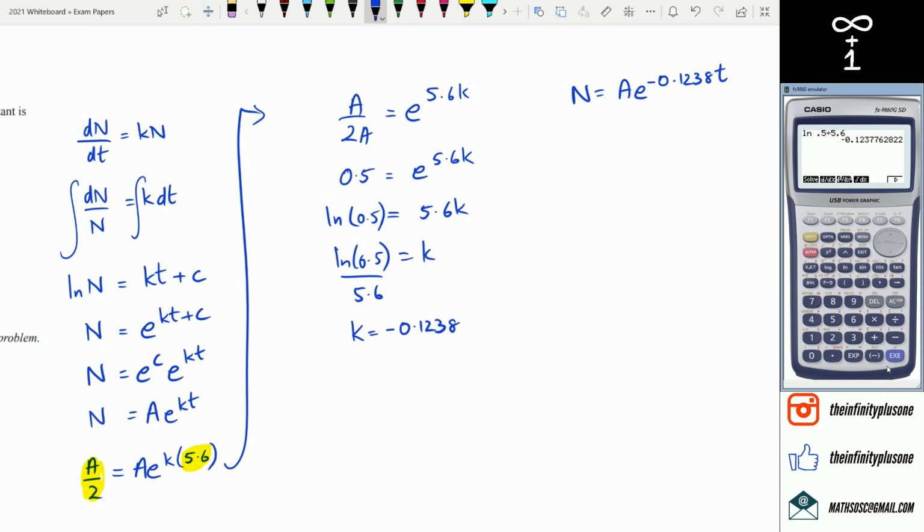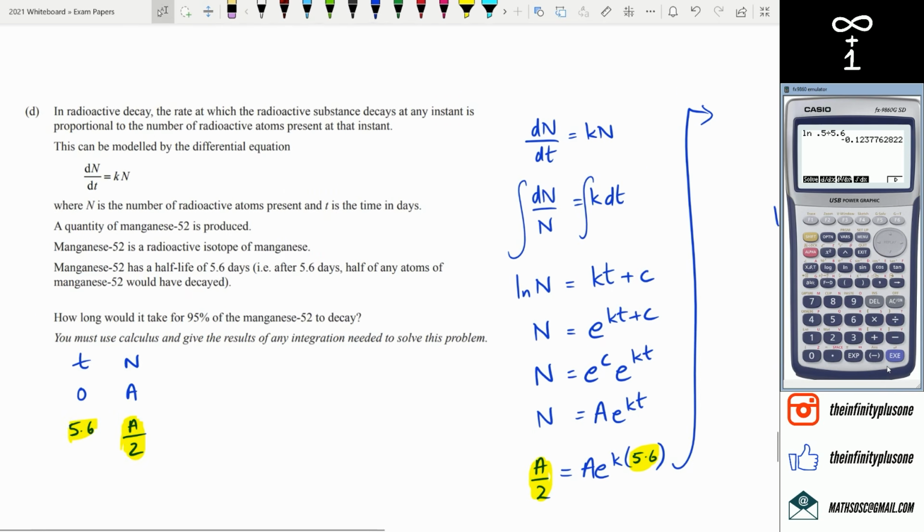Now, if I go back to the question, it's actually asking me how long will it take for 95% of the manganese to decay, right? So if 95% is actually gone, then only 5% is actually remaining. So in other words, I'm trying to figure out when is 5% of A remaining. That's what I'm trying to do, because A is the original amount that I started with, and I want to know when is 5% of it going to remain, because 5% remaining means 95% is actually gone.